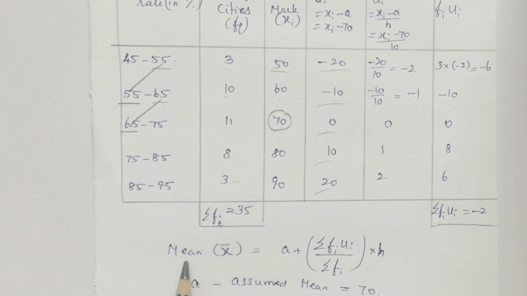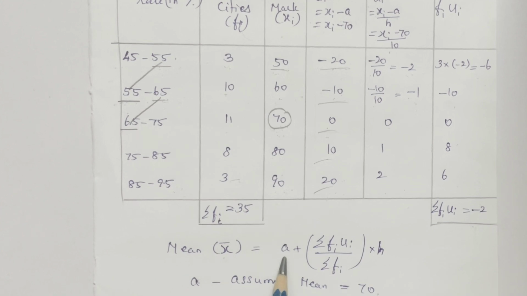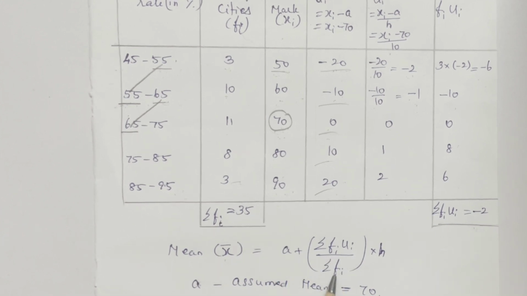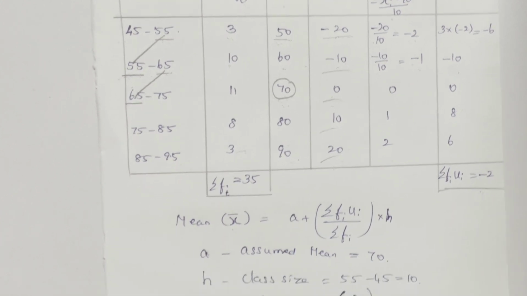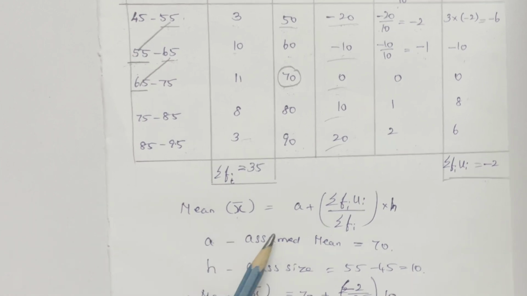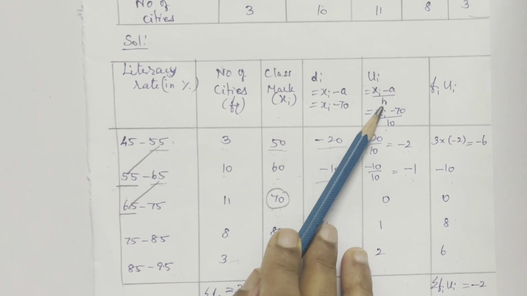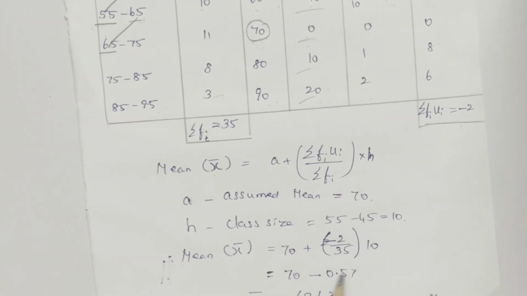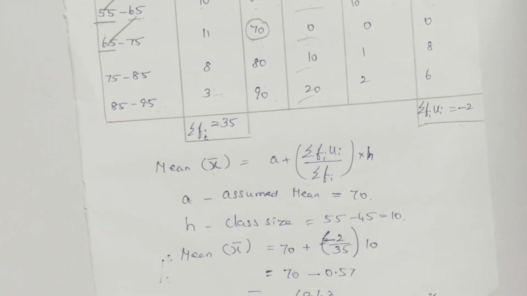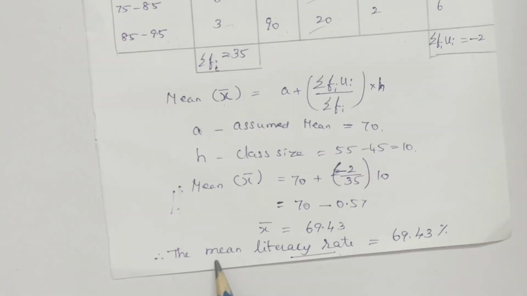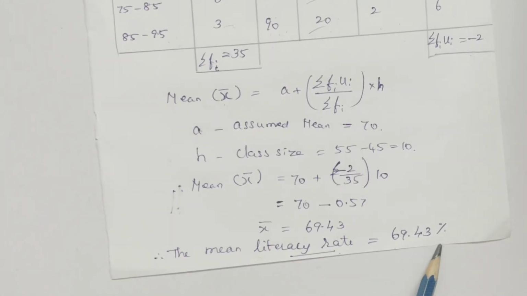For finding the mean, x bar is equal to a plus sigma fi ui by sigma fi into h, is the formula. Already we have found the assumed mean is 70 and class size h is 10. We have substituted all those values in the formula and found the mean literacy rate. Therefore, the mean literacy rate is 69.43%.